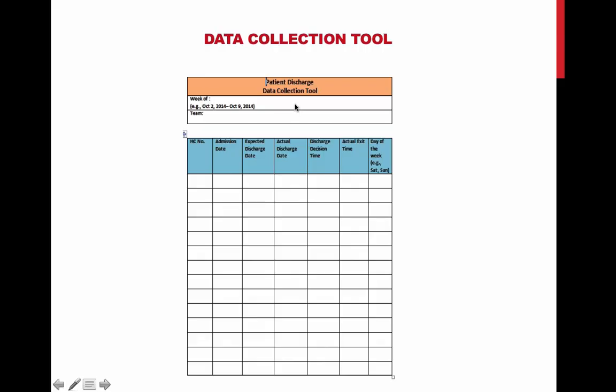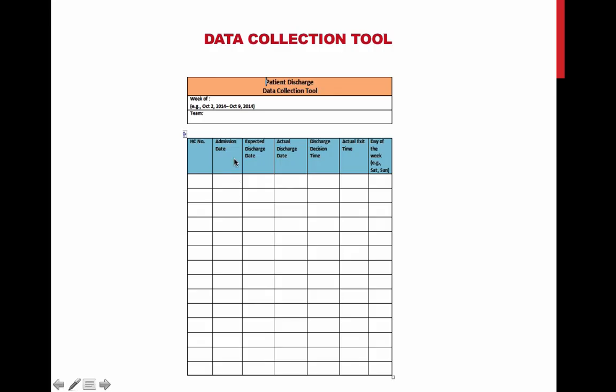It tells you the week when that data was collected, and which team. In the hospital that I was working with, they have different clinical teams which comprise the consultants, the specialists, fellows, residents, interns, etc. There are 10 such teams. So we identify which team we are talking about, and then you have the number for the patient.